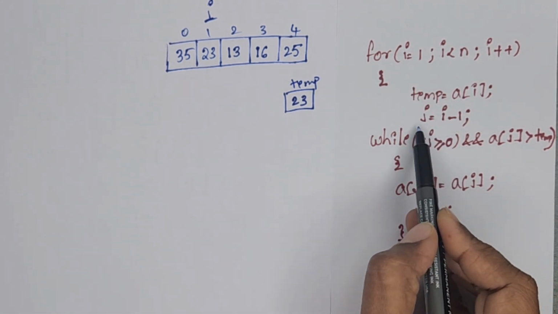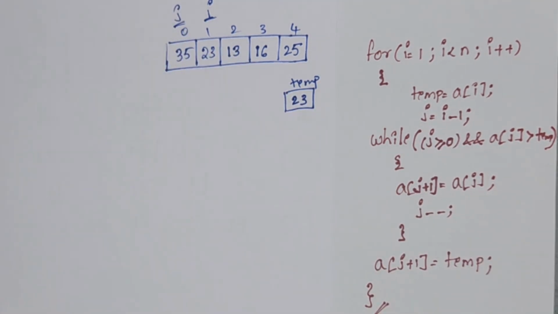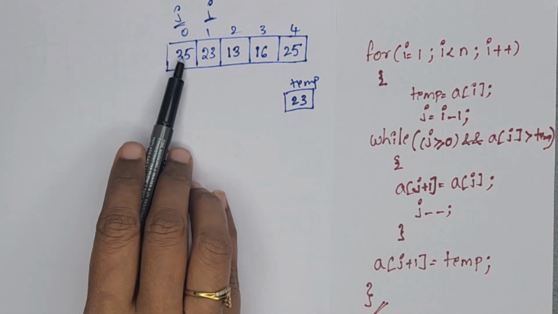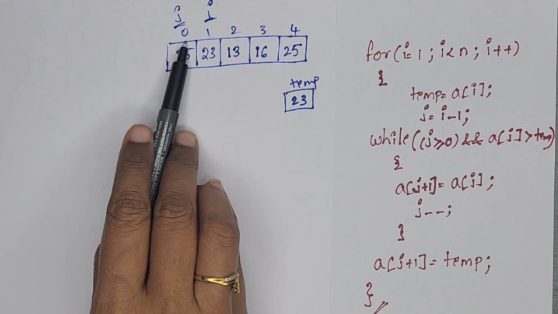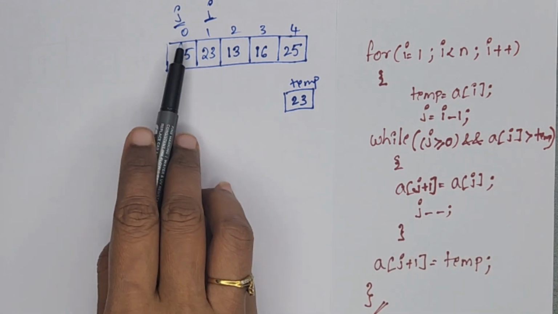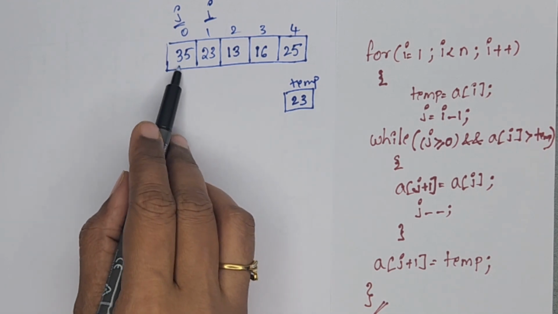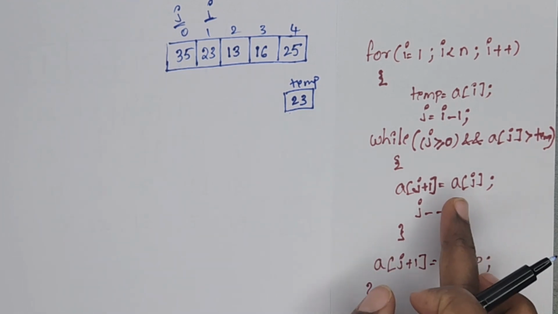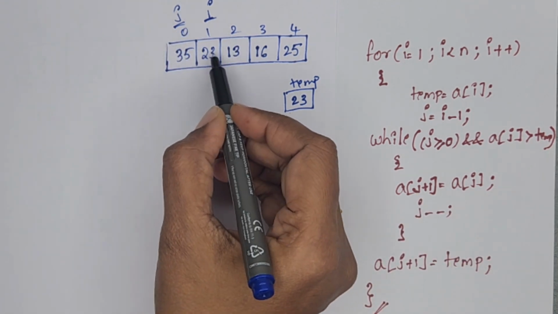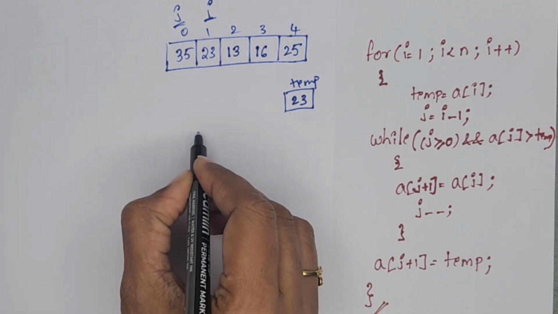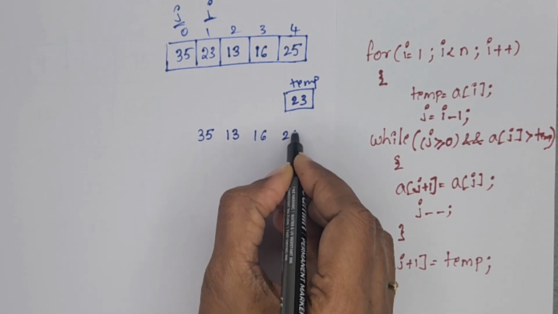If I is 1, then I minus 1 becomes j. Now this jth element, we have to compare with this temp. Now j is greater than or equal to 0? Yes. Now a of j is greater than temp. This 35 is greater than 23? Yes. If it is greater than 23, then a of j is assigned to a of j plus 1. Means 35 we have to store in the next location. See, 35. Remaining elements as they are, I am writing 13, 16 and 25.